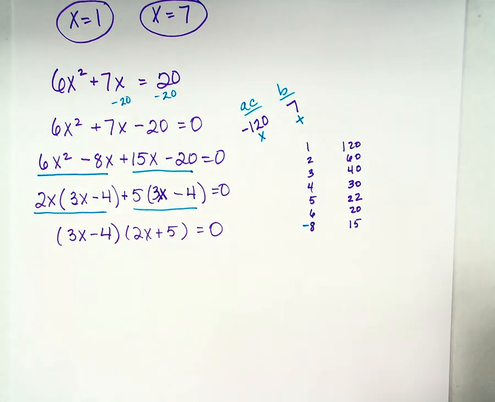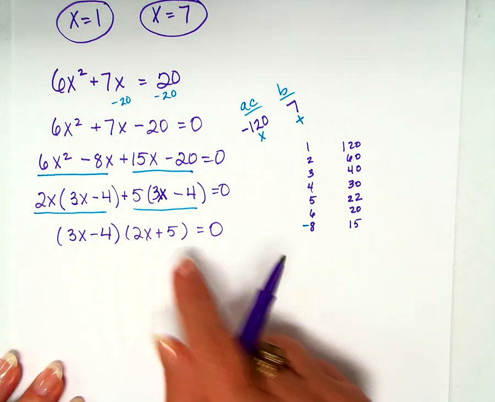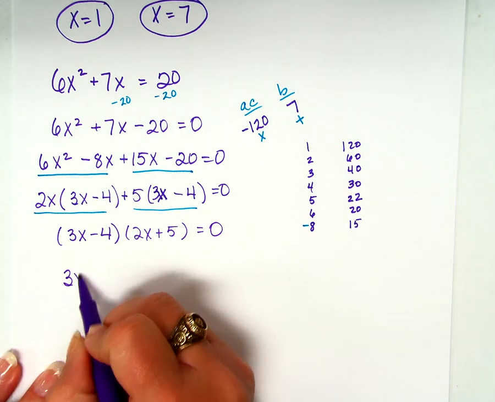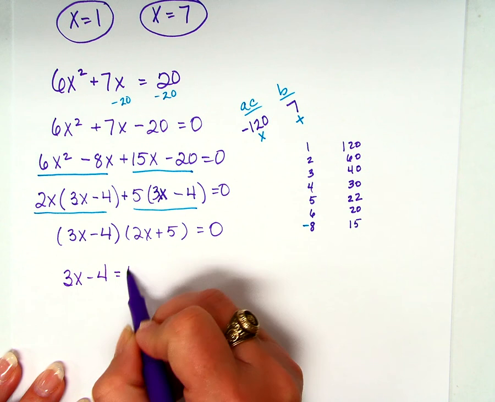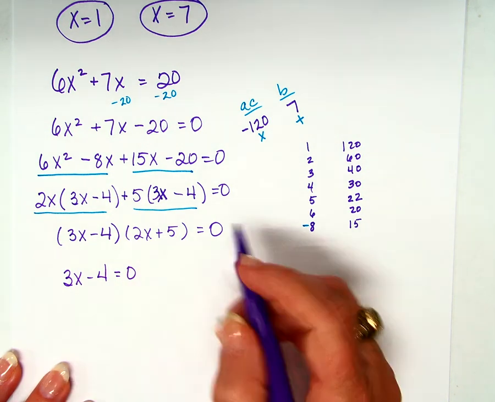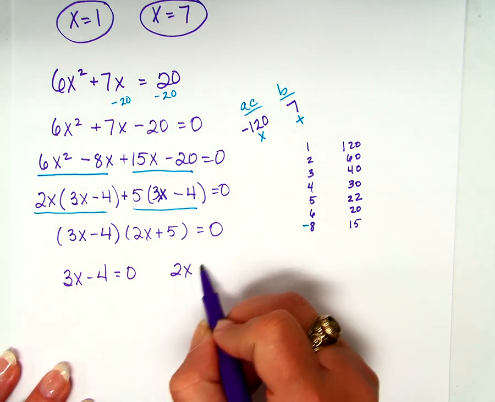Now, that's all fine and good. That's all factored now, right? But if we're solving by factoring, what do I have to do with each factor? I need to set it equal to 0, right? Zero product property.